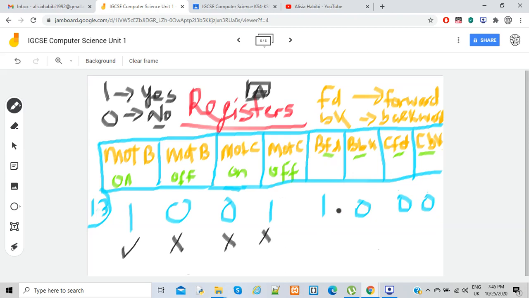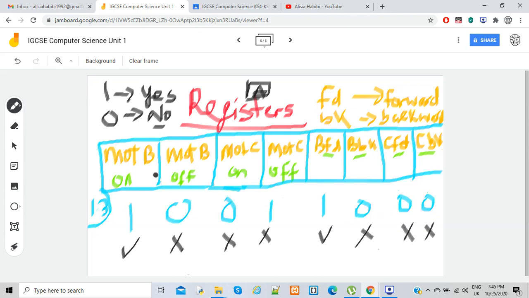Motor B is moving forward, there's a 1, which means yes, it should move forward. Motor B backward, it says no, so it means it's not moving backward. Motor C forward, it says 0, which means no, it's not moving forward. And motor C backward is no, again, it's not moving backward because it's not even turned on initially, so it can't move in any direction.